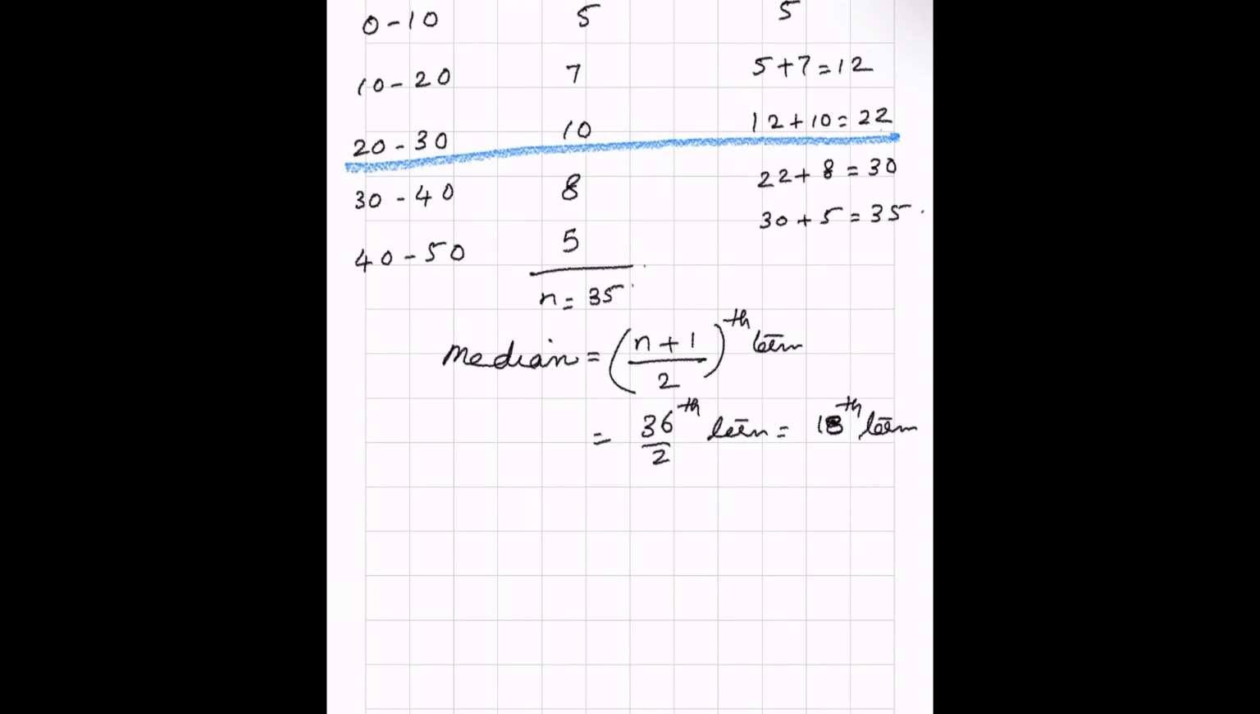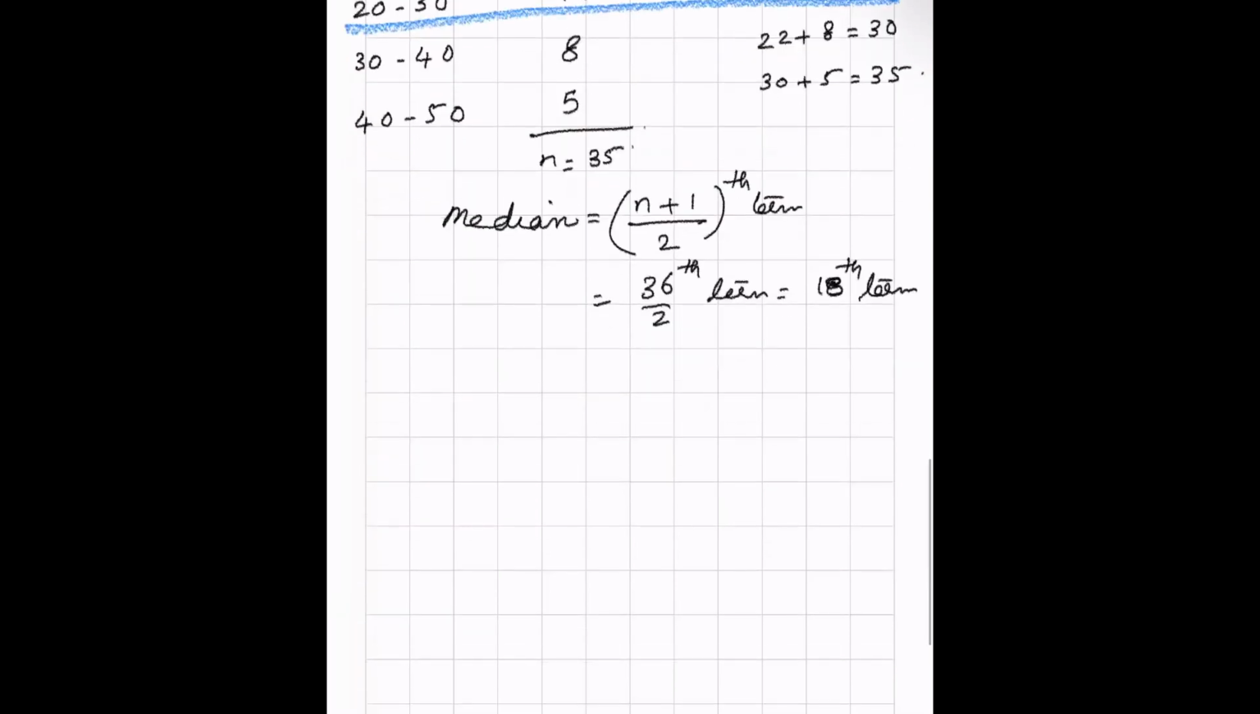So what are you going to do now? In between 20 and 30, what is going to be the median? At the moment, you have a range of values, which is 20 to 30. Now you need to pick up what could be the possible value. For that, you need to graph. So how do you graph it?